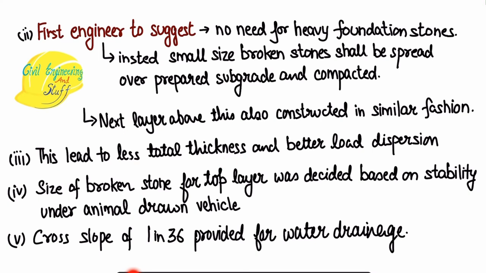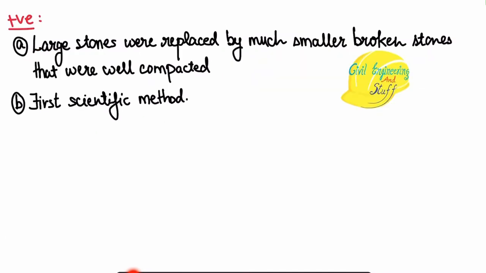Size of broken stones to be used in the top layer was decided based on the stability of pavement under the action of animal drawn vehicles, right? So based upon the type of loading that the pavement is going to face, the dimension and the thickness of the layers of the pavement were decided. So all in all, proper scientific thinking was done for the construction of this type of pavement, and a cross slope of 1 in 36 was provided for the water drainage.